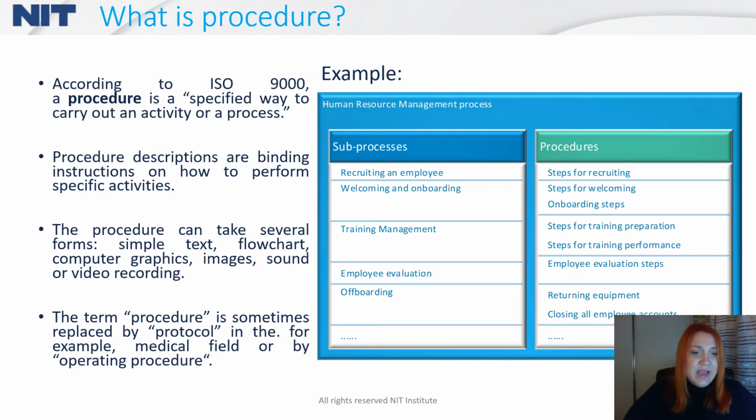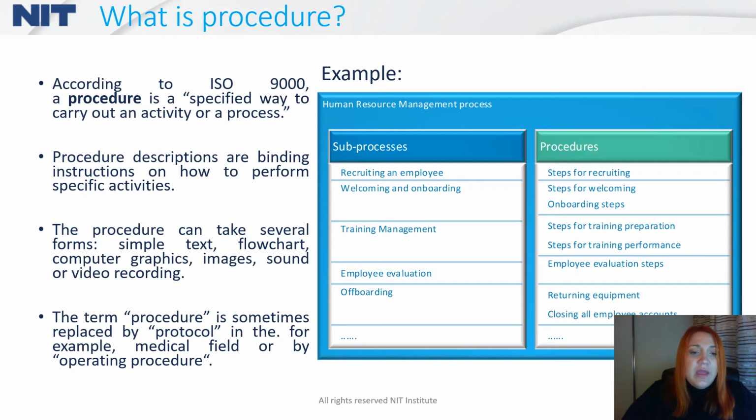On the slide set, I showed a very simple example of a human resources management process. On the left side, you have sub-processes like recruiting an employee, for example, welcoming and onboarding the employees, training management, employee evaluation, offboarding. On the right side, you will see that for each of the sub-processes, which are forming the process, there are one or even more procedures, like steps for recruiting in the recruiting an employee sub-process, then steps for welcoming the employee, onboarding steps, then steps for training preparation, steps for training performance.